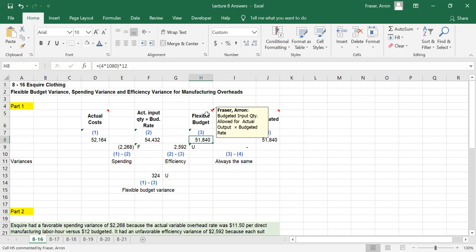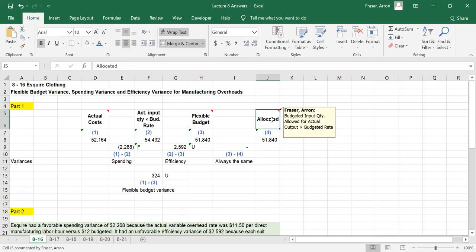for the variable overhead. In calculating the variable overhead variances, the flexible budget amount and the allocated amount will always be the same. So there will never be a variance when you compare these two figures. The allocated amount, again, is simple. It's the budgeted input quantity allowed, so that's the standard 4 hours times the actual output, which is 1,080 suits, times the budgeted rate. That is the amount that you will, during the year, keep allocating and recording in your accounting system.